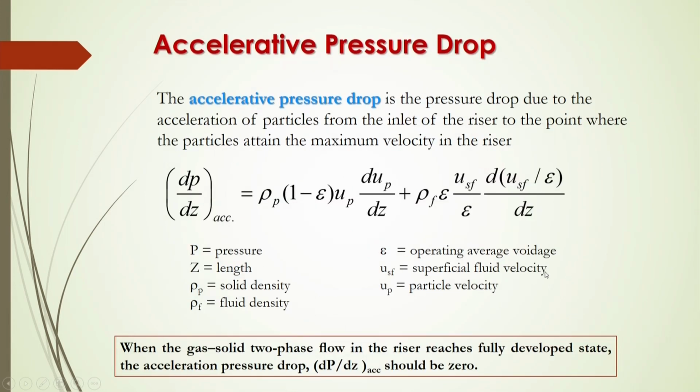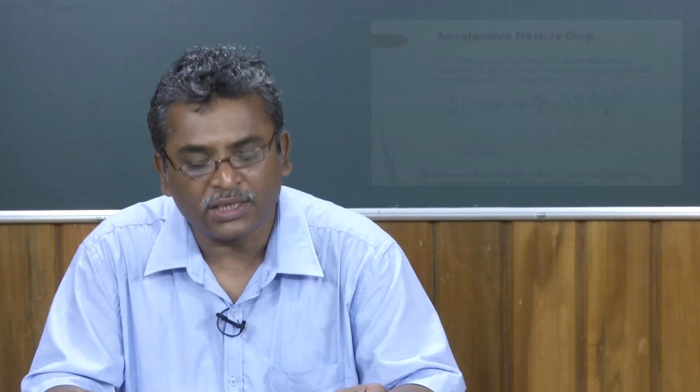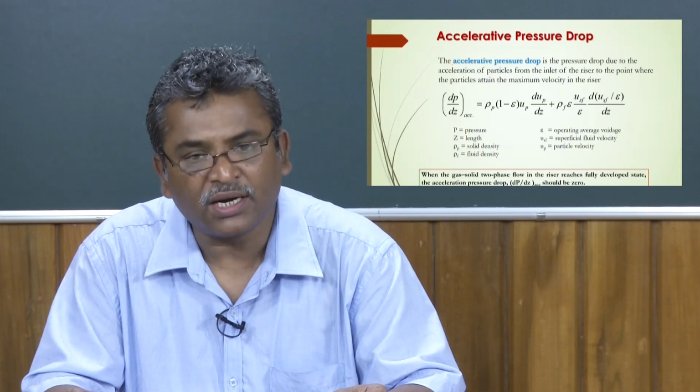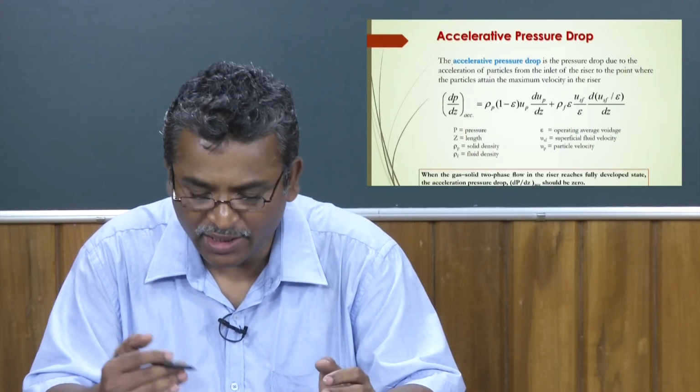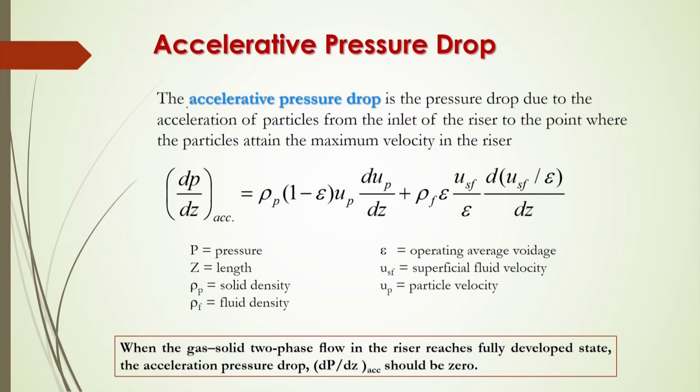Now, what should be the accelerative pressure drop? How do we calculate this accelerative pressure drop inside the bed? The accelerative pressure drop is the pressure drop due to the acceleration of the particles from the inlet of the riser, or the fluidized bed, to the point where the particles attain the maximum velocity in the riser or in the bed. The riser here means the fluidized bed.